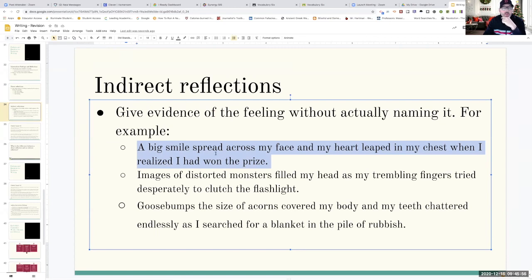It's also an example of showing, not telling. Here we're not saying the word happy. The word happy doesn't appear anywhere in that particular sentence, but you can infer just by what's happening there that the speaker or the narrator is happy.